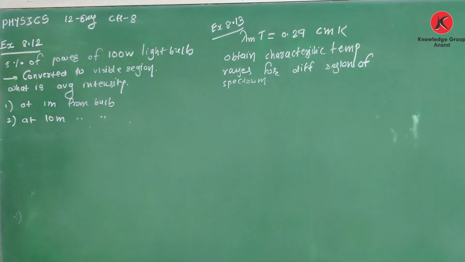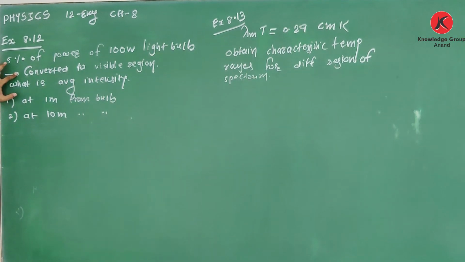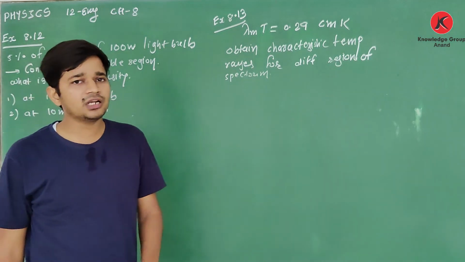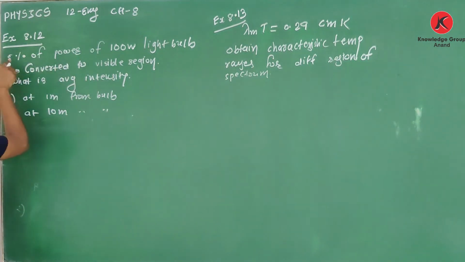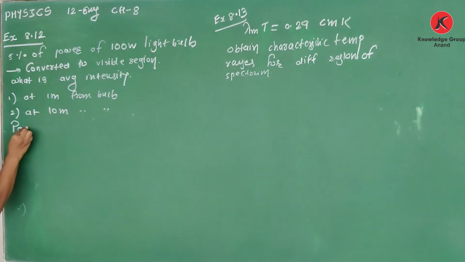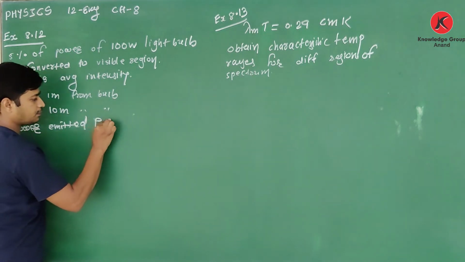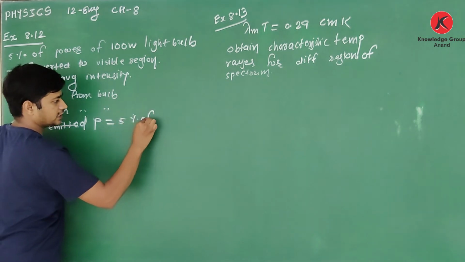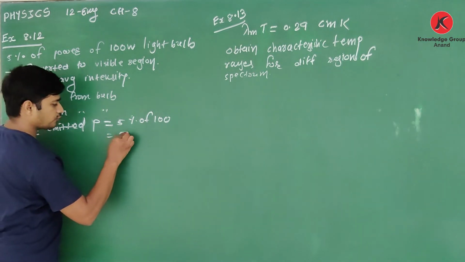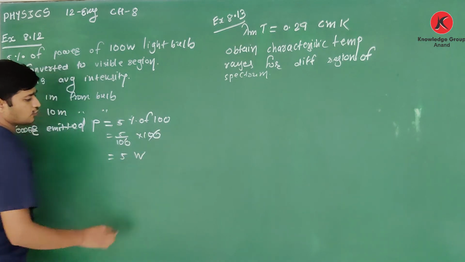Exercise 8.12. Find the percentage of power of a 100 watt light bulb converted to the visible region. What is the average intensity at 1 meter from the bulb and at 10 meter from the bulb? First of all, what is the meaning of this statement? 5% of power of a 100 watt light bulb means the power of light emitted P is equal to 5% of 100, in joule per second. So it is 5 divided by 100 into 100, which is 5 watt.